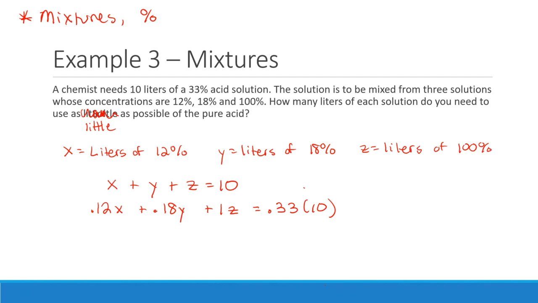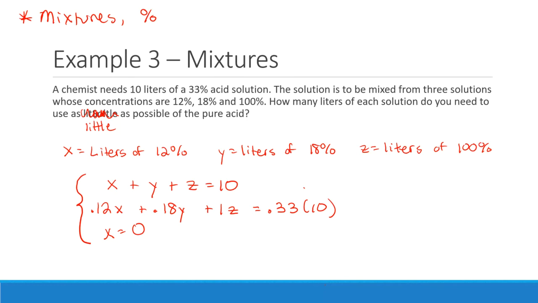So to use as little as possible of the pure acid, we don't want any of the 12% in this case. So your third equation would be that X is equal to 0. And so that is now your third equation. And that now gives you your system that you can solve, and then it will break down to a system with 2 variables. And so then you can find out how much of the 18% and how much of the 100%.